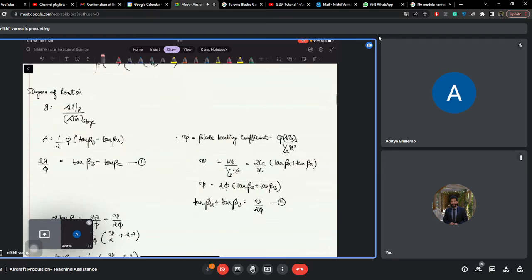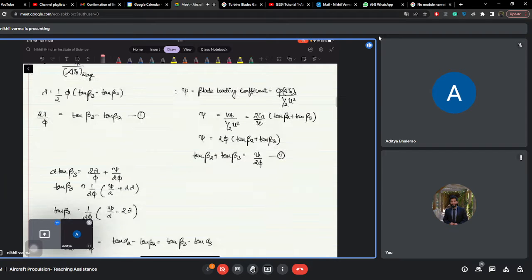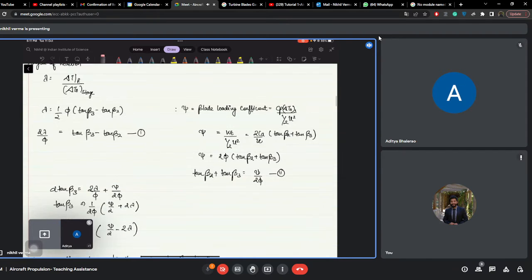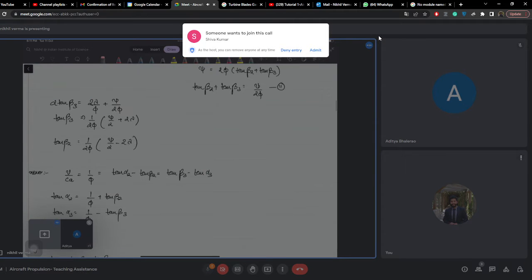Okay. So the next thing is the degree of reaction for a turbine. This is the enthalpy drop across the rotor divided by the total enthalpy drop across the stage. When you solve this equation, you will get a relation in terms of the blade angles, as shown in this figure.